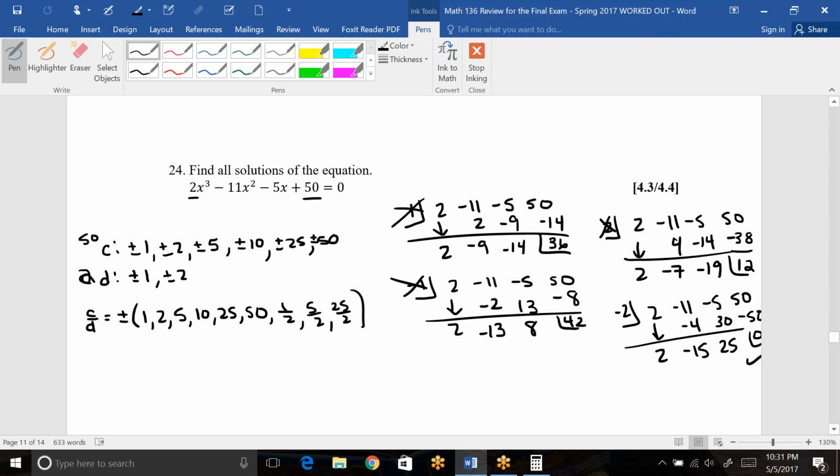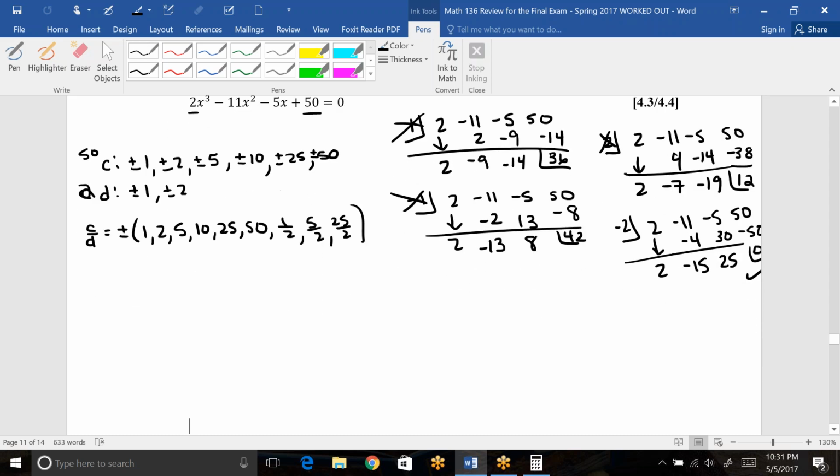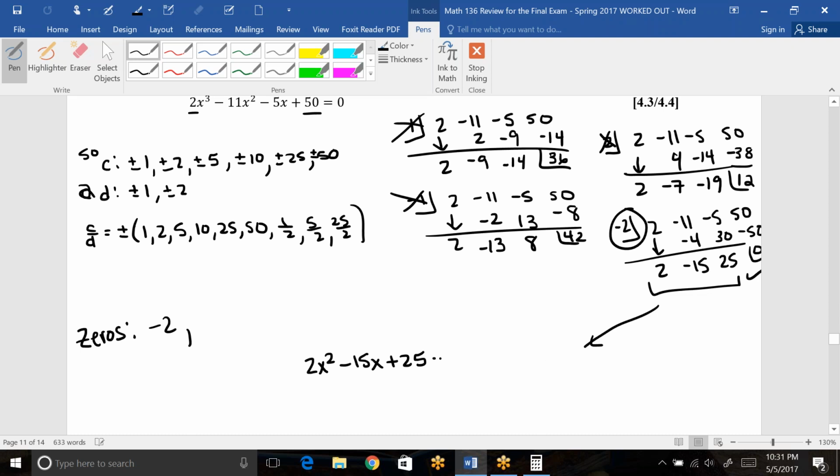So what does that mean for us? Well, that means when we go to list our final blank on the answer key on the test, one of our zeros will be the answer, negative 2. We're not going to make you factor it, you just have to tell me the answers. This part right here will give us our other 2 solutions. Now that that was x cubed, this is going to be broken down now to x squared, and it'll be set equal to 0 because we're trying to solve it for the remaining 2 solutions.